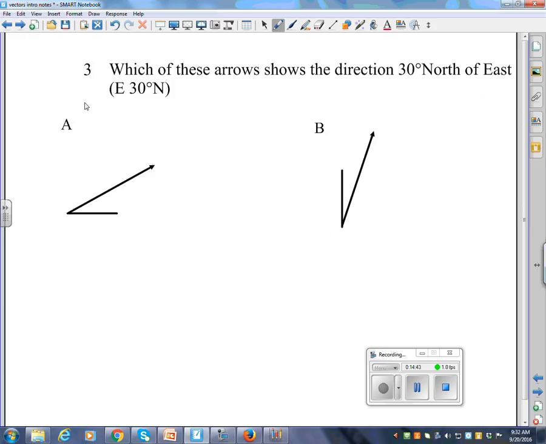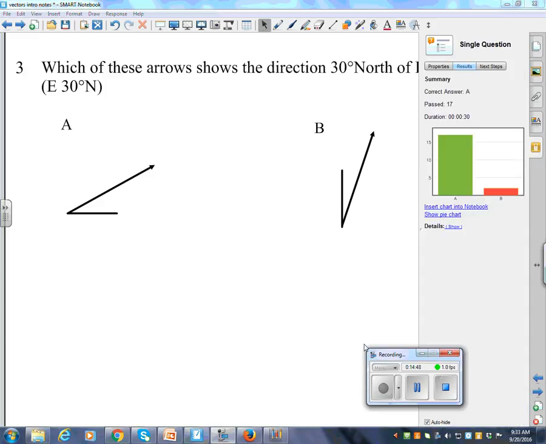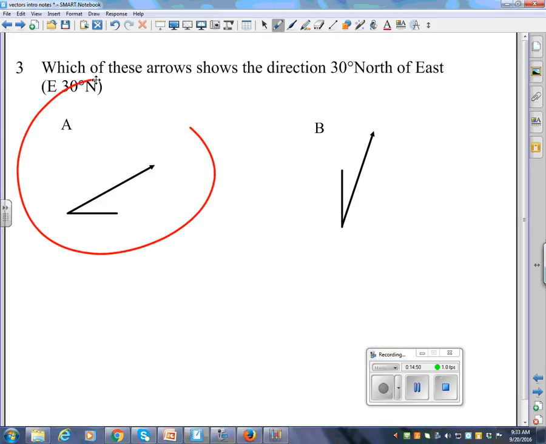Here's the last. Oh, never mind. We got to do this first. Let's do this. Yeah. Okay. Yay! Right answer is A. Most people got it. 30 degrees north of east. Look east and go 30 degrees. What would this one be? 30 degrees east of north. Okay.